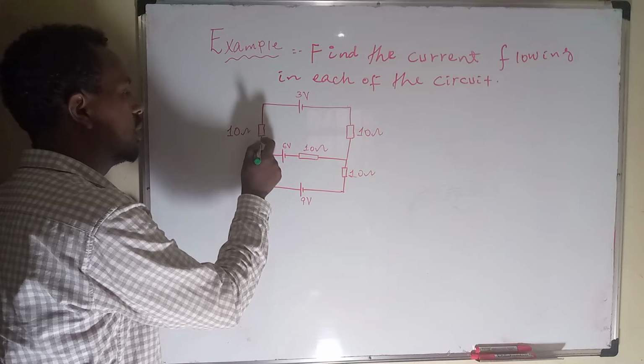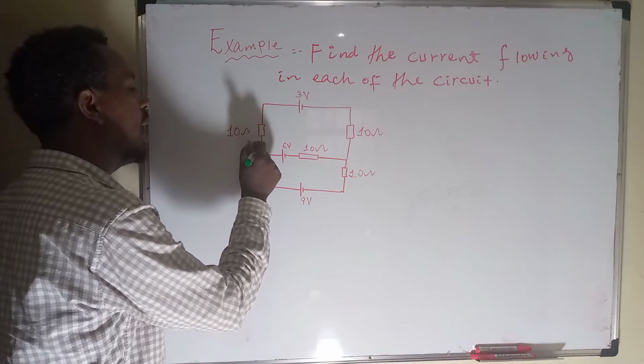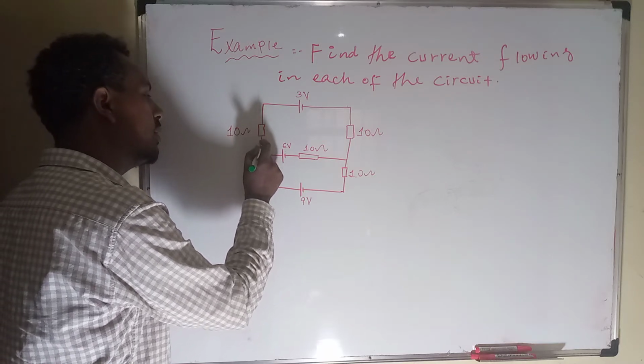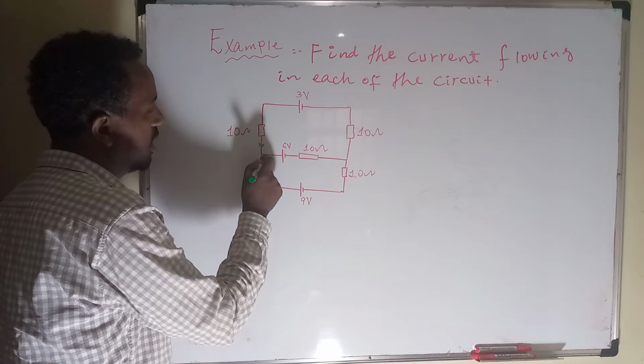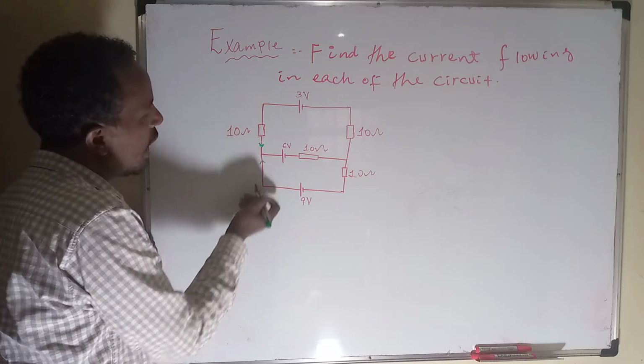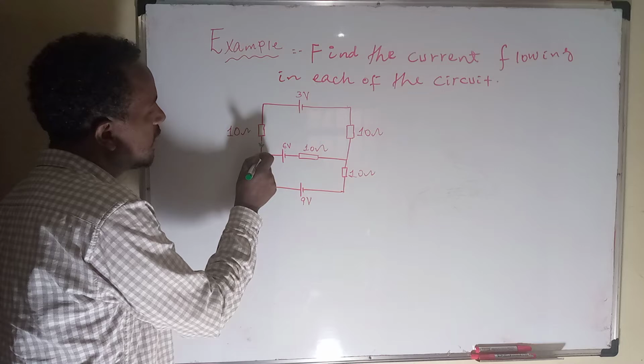Downward, let's say this is the direction of current; upward, let's say, this is the junction.